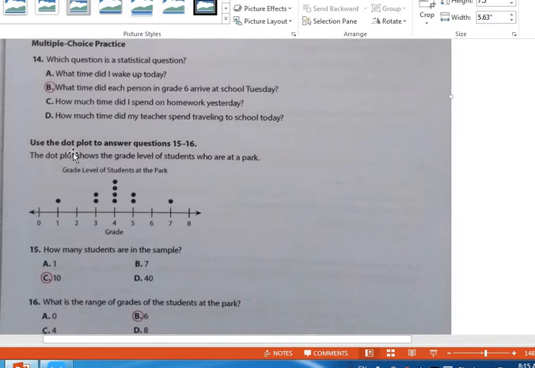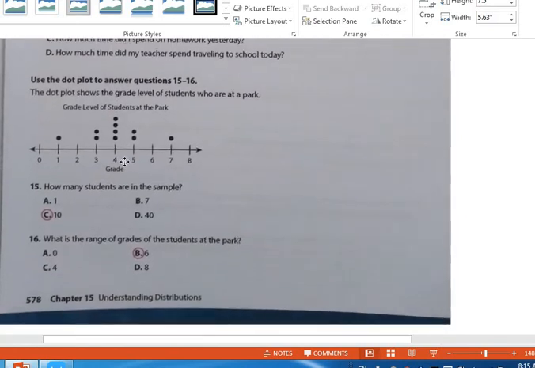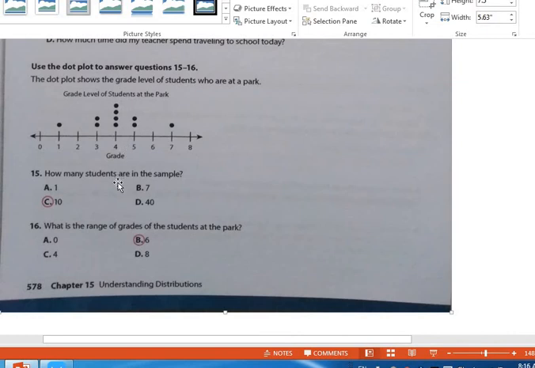So use the dot plot to answer questions 15 to 16. Of course we're going to do it. The dot plot shows the grade level of students who are at a park. We hope we get back to the parks again soon. So the grade levels of students at the park go from 0 to 8, and they start from 1 to 7.